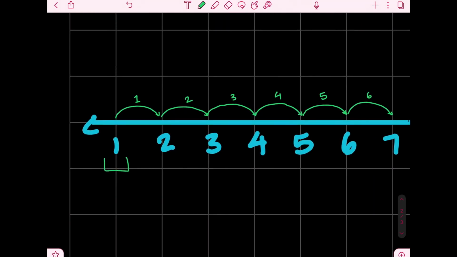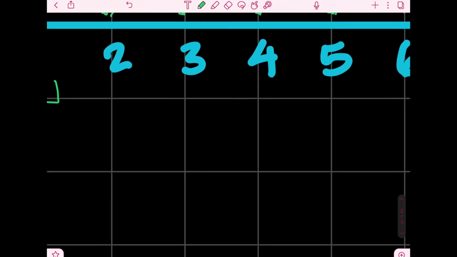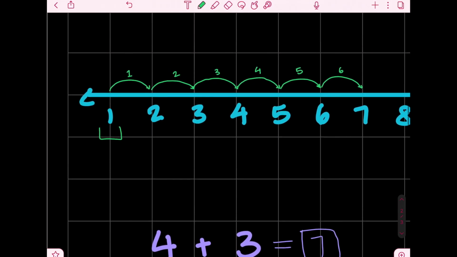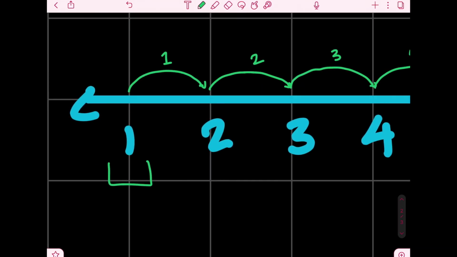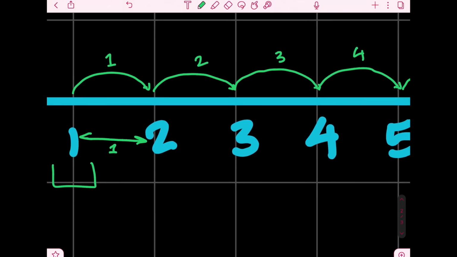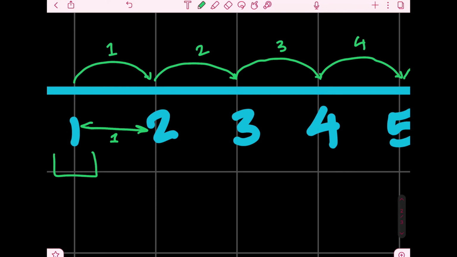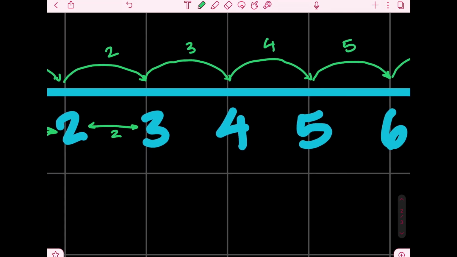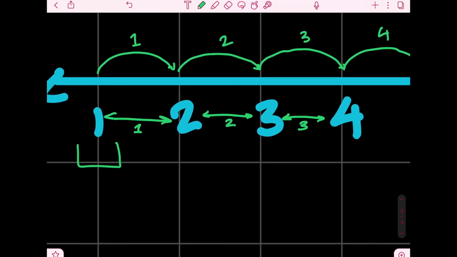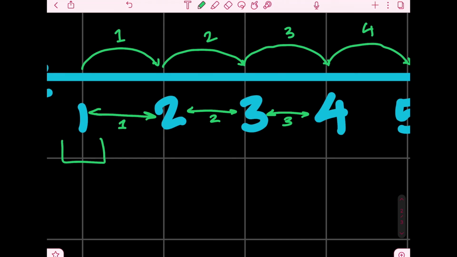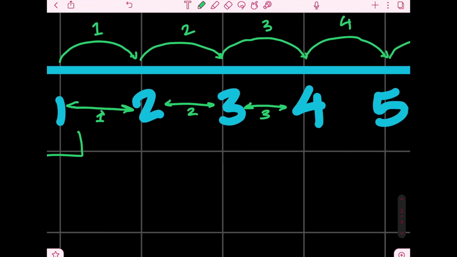If you are not working on paper that has these boxes, which is called graph paper, no need to worry. Just count the space between each number as 1 unit. So if you're going to notice here, the space between 1 and 2 is counted as 1. The space between 2 and 3 is counted as 2. 3 and 4 is counted as 3. So we're just counting the space between each number. So this is the first space we have, the second space, the third space.